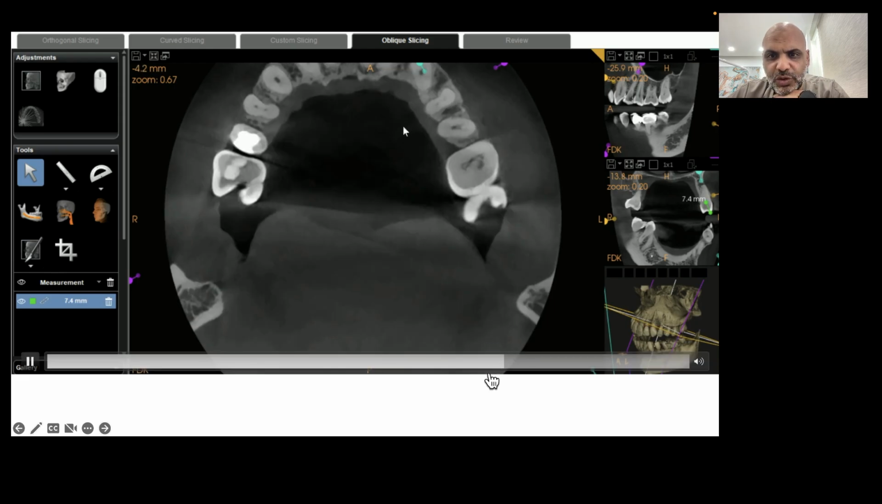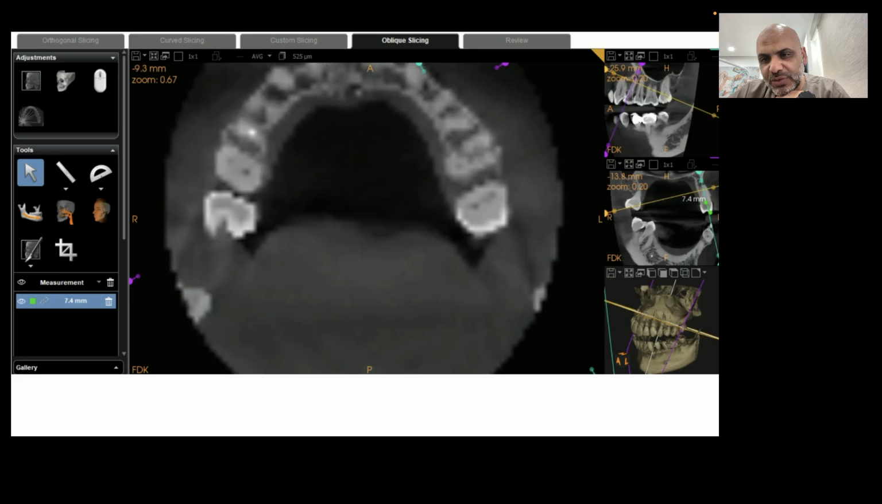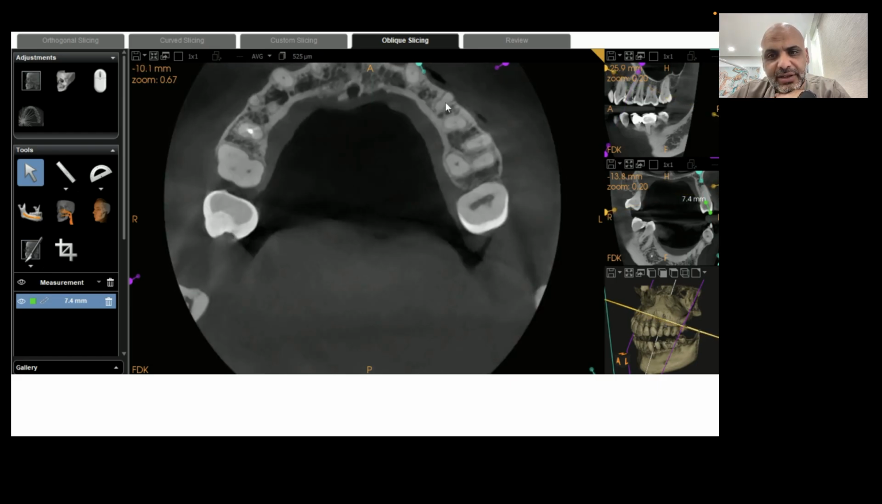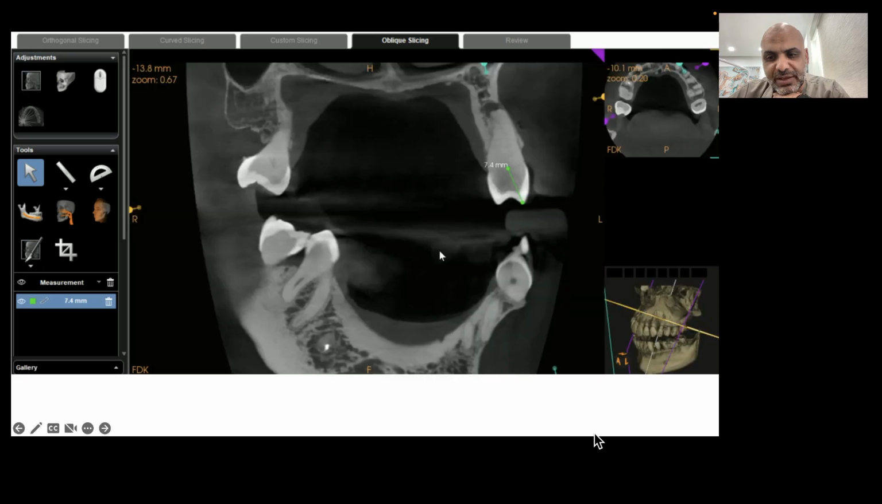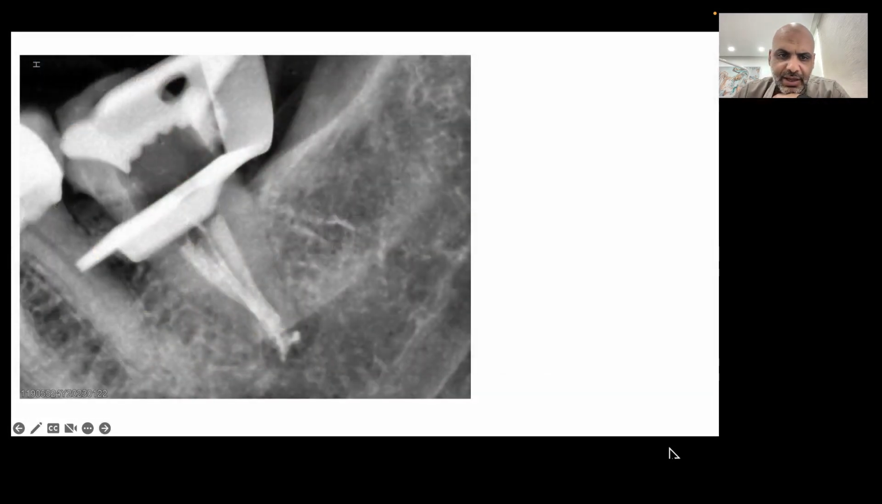And as we go further apically, we can see that it turns into two separate canals. So we expect calcification, and then we go for one canal. We have to drill buccal and lingual and prepare as two canals apically. Okay, and this is the post-treatment x-rays.